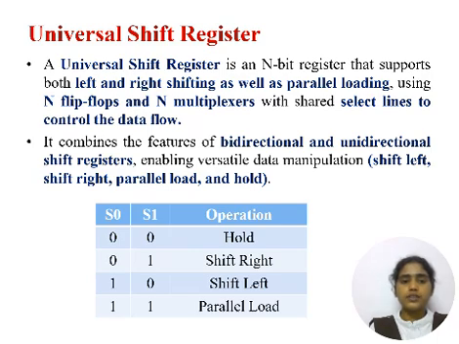Universal shift register. A universal shift register is an n-bit register that supports both left and right shifting as well as parallel loading, using n flip-flops and n multiplexers with shared select lines to control the data flow. It combines the features of bidirectional and unidirectional shift registers, enabling data manipulation: shift left, shift right, parallel load, and hold.